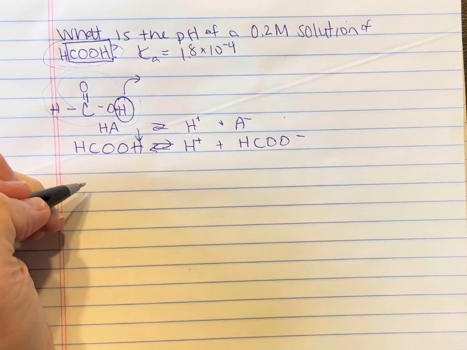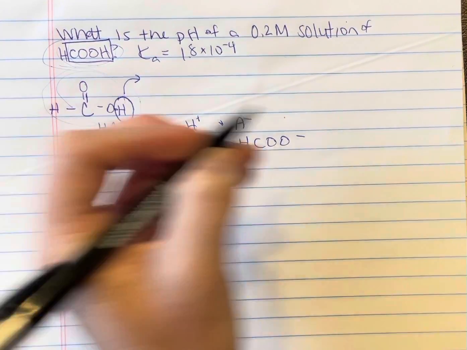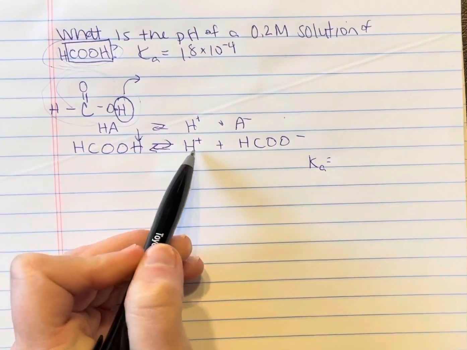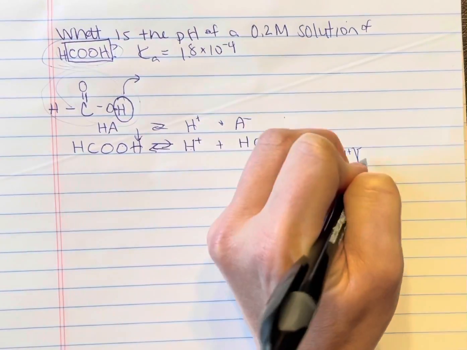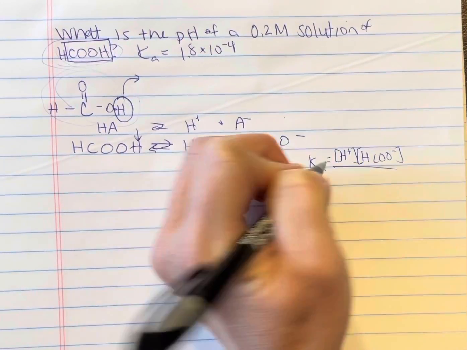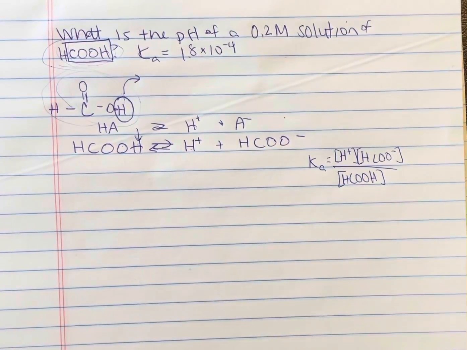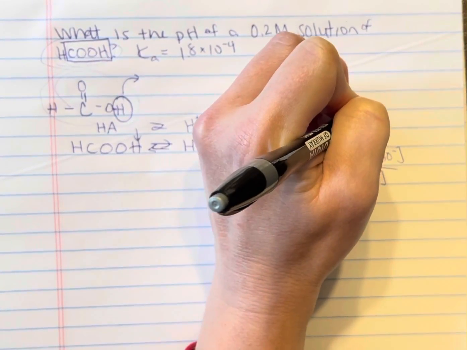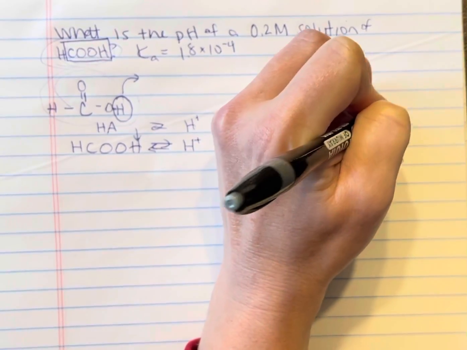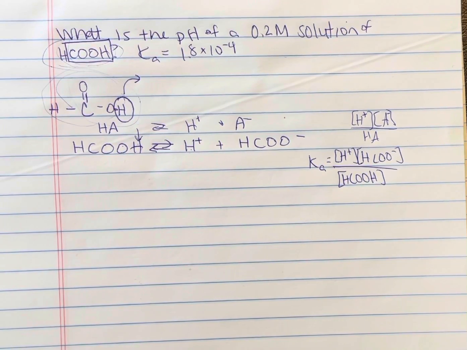So let's go ahead and work this problem now that we have dissociated. The first thing we're going to do is write our equation for K, our expression. So that's going to be your products, HCOO minus, over your reactants. Or if you're using generic notation, this would be H plus A minus over HA. Both of those are acceptable.